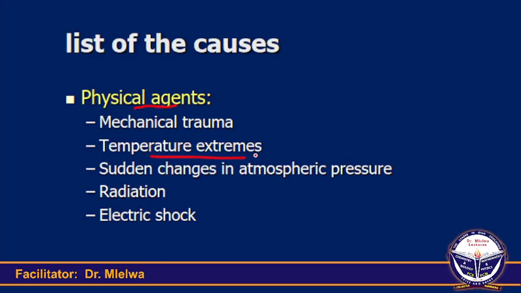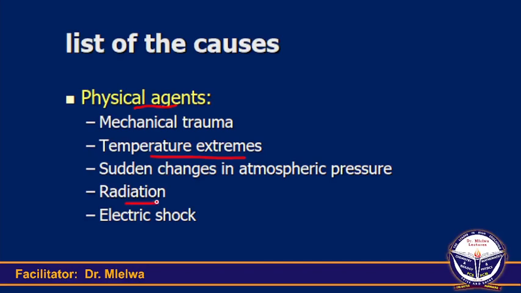Even the lack of oxygen can lead to cell death. Why? It's because if oxygen is not present, that means the electron transport chain cannot occur and the Krebs cycle cannot occur. So only glycolysis will be providing energy to the body, and this energy produced by glycolysis is insufficient to sustain the body. So finally, the cells will be injured and will die if the condition persists for a long time. Another cause is radiation.